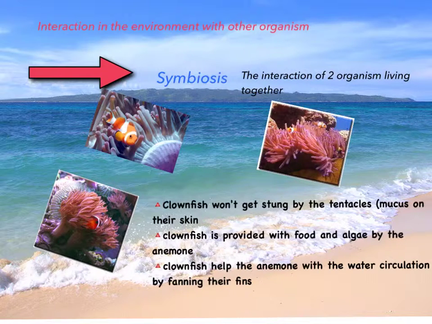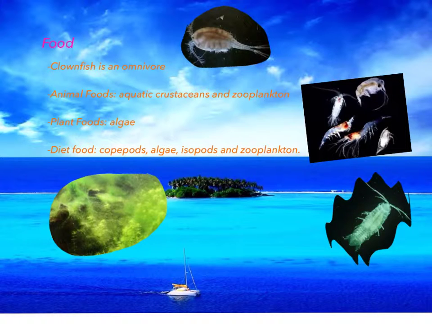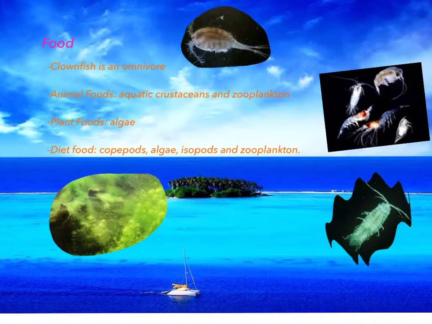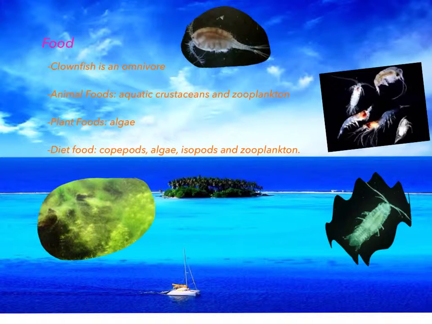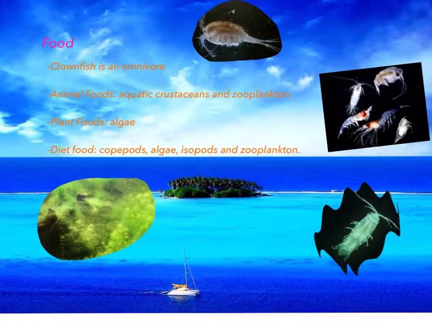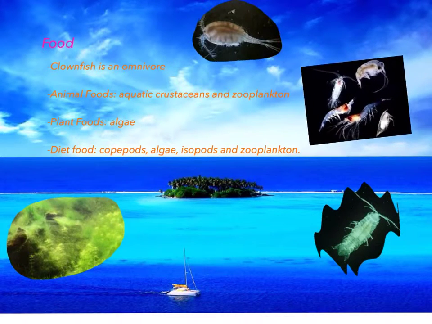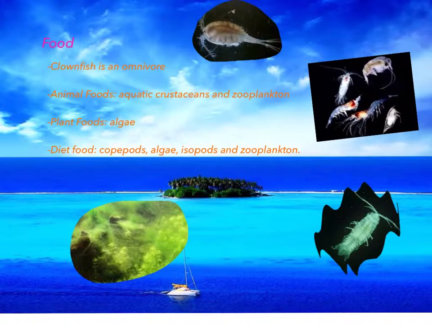So, now we're going to move on to the next slide. We're going to talk about what the clownfish eat. What type of food will the clownfish eat? They are omnivores. They eat aquatic crustaceans and zooplankton for the animal foods. They eat algae for the plant foods. For their diet, they eat copepods, isopods, algae, and also zooplankton. They also eat the dead tentacles of the anemone and also plankton.